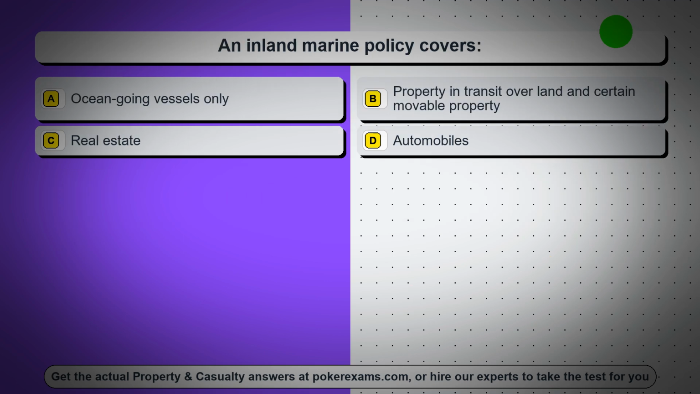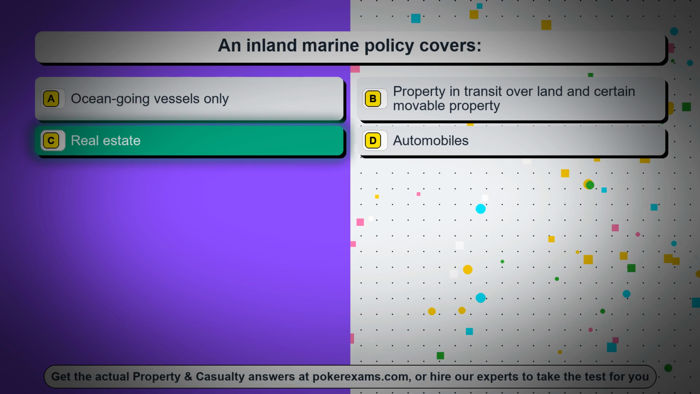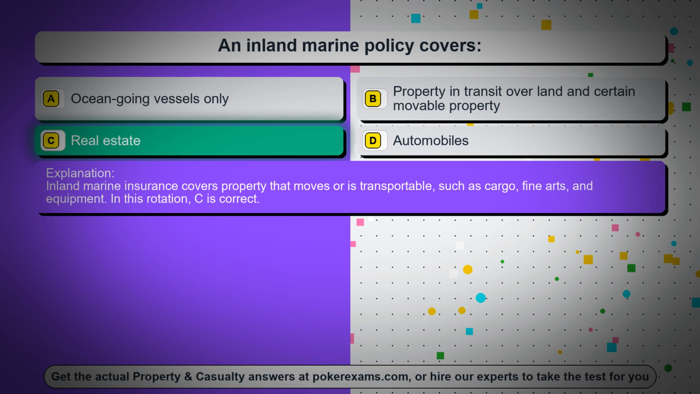Question 55. An inland marine policy covers, option A, ocean-going vessels only, option B, property in transit over land and certain movable property, option C, real estate, option D, automobiles. The correct answer is option C, real estate. Inland marine insurance covers property that moves or is transportable, such as cargo, fine arts, and equipment. In this rotation, C is correct.